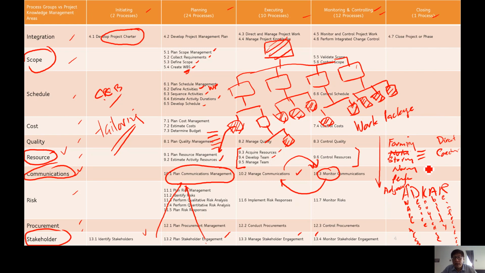Now, norming here is where you are providing them support. You're more supportive. Because in norming, they are already starting to know each other. They're able to learn, they're able to have a very steep learning curve. But you still need to support them. You still need to direct them what to do.